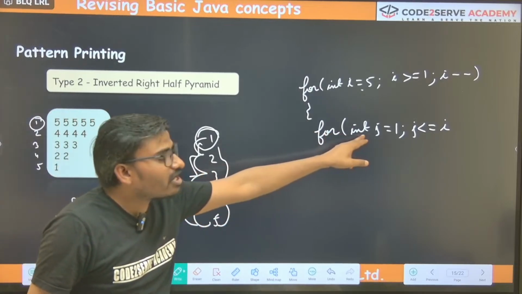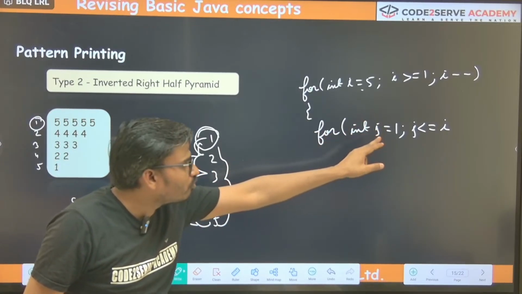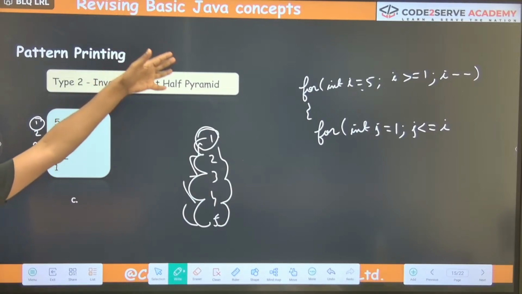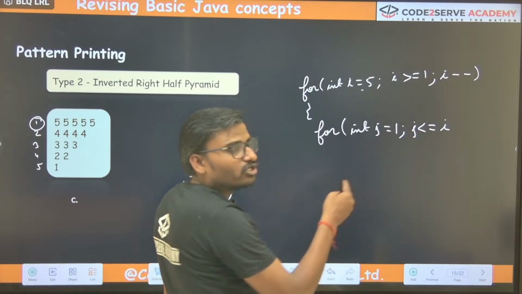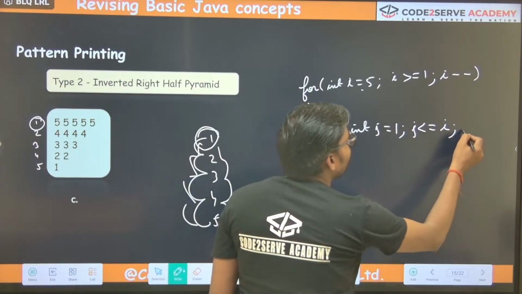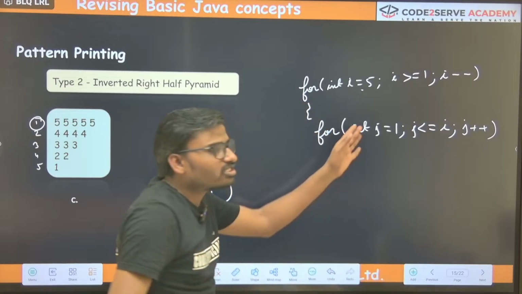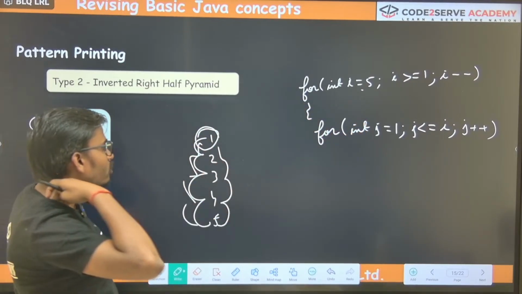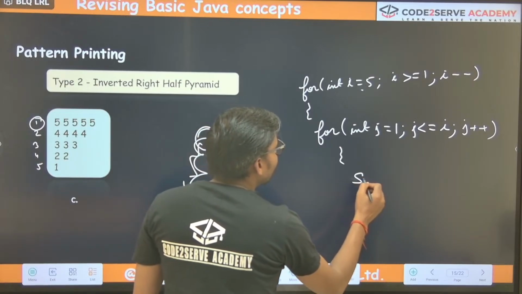All right. So if we are starting from j equals 1, how many times do I have to print? Until it reaches i. So 1, 2, 3, 4, 5. Then we'll say j plus plus. Why j plus plus? Because we are starting from 1, we are not starting from the end number.